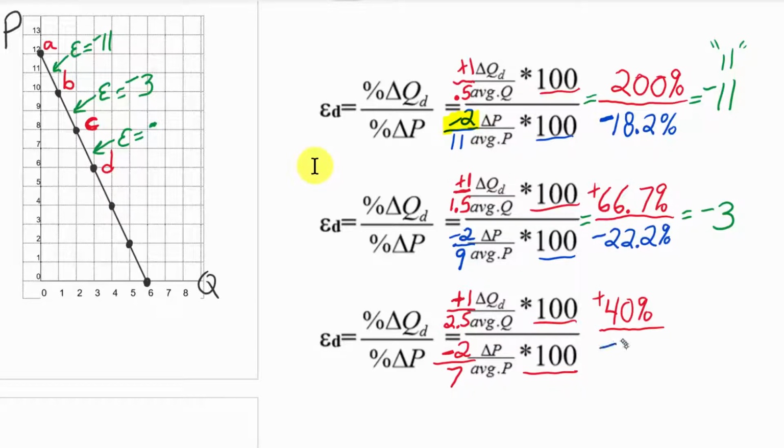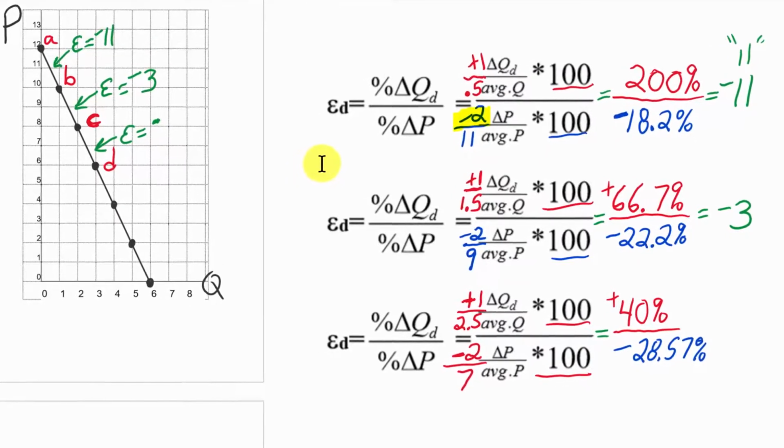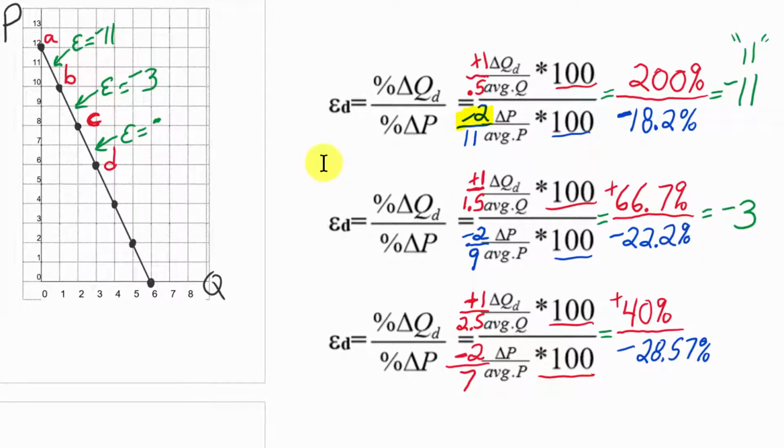We get minus 28.57% change in price. So, to get the elasticity, we divide the percent change in quantity by the percent change in price, and we see what we get. And I'm getting an elasticity of about minus 1.4. So let's label that on our graph.